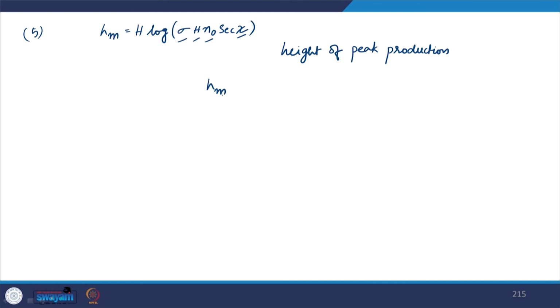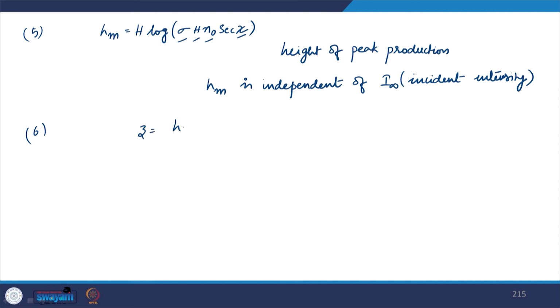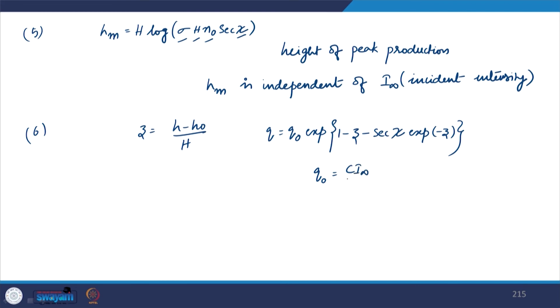The height of peak production is independent of I infinity, or incident intensity. Okay. Next, let us say if the heights are measured like this, z is equal to (h minus h0) by capital H, you can simply write q as q0 times exponential of (1 minus z minus secant chi times exponential of minus z), where q naught is equal to σ I infinity by e capital H. So, q naught is the peak magnitude of q for chi equal to 0.